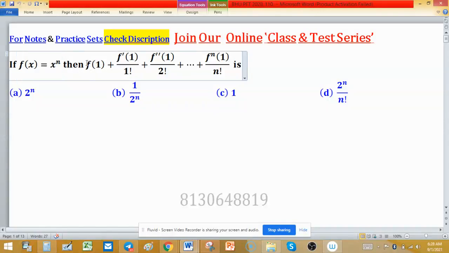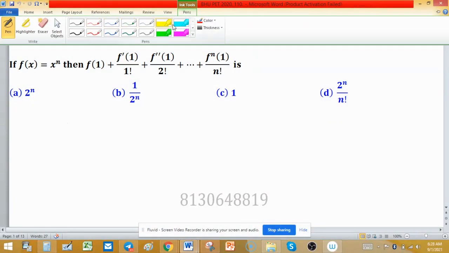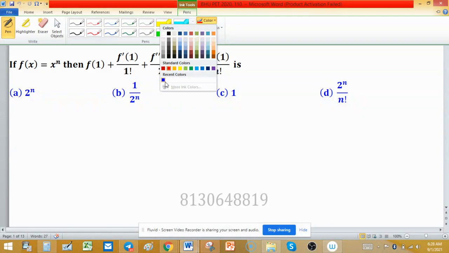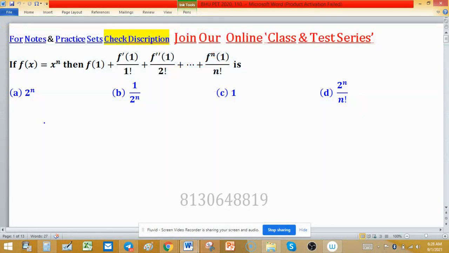...raised to the power n, then f(1) + f'(1)/1! + f''(1)/2!, and so on up to f^(n)(1)/n!. So from this, I can observe that somehow we can use Taylor's theorem to answer this question. So what does Taylor's theorem say?